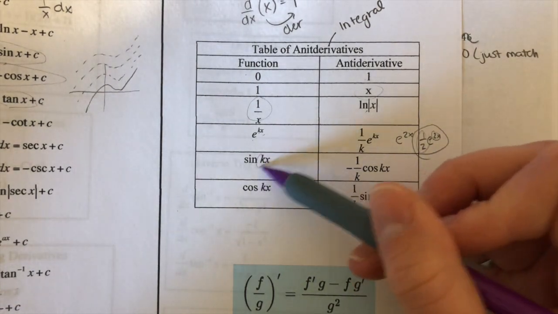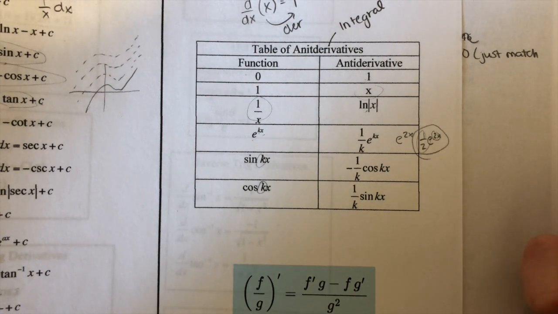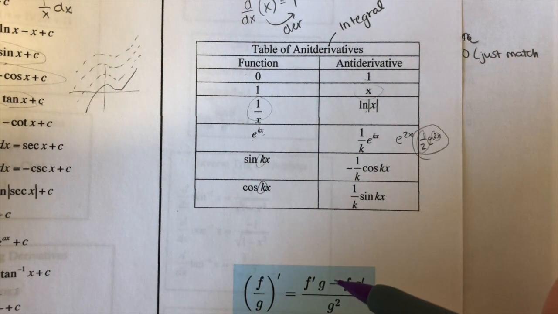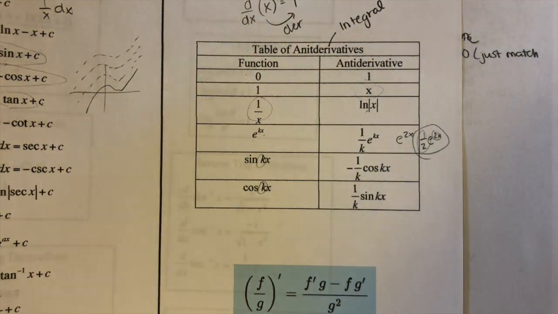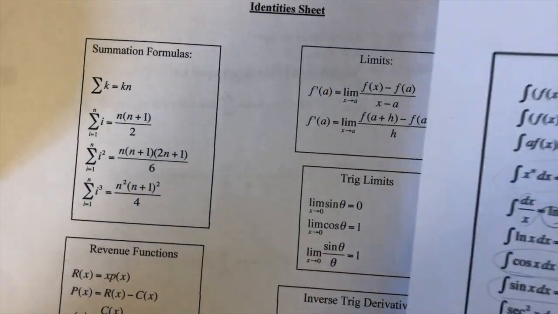Same with sine and cos if you've got constants in there, so chain rule. Okay, we'll talk more about this as we go, but just so you guys know that this is here, this is a resource to you, so I'm going to reference that more now that we've kind of talked about it.